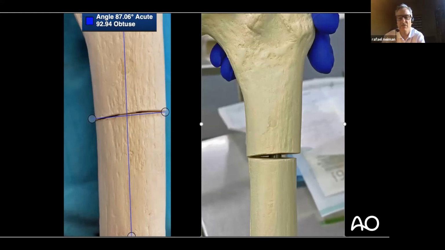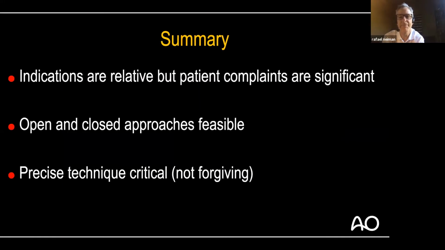And even just a small misalignment of your cut, if you're not perfectly perpendicular to your long axis, you can get a few degrees off. And as Mark is showing from the left to the right, that rotation gets magnified and you end up with a gap. So hopefully we'll get into the details a little bit today about some other strategies for how to avoid that. So basically his summary was that these patients' complaints are what really are going to drive your desire for correction, and the technique is really critical.